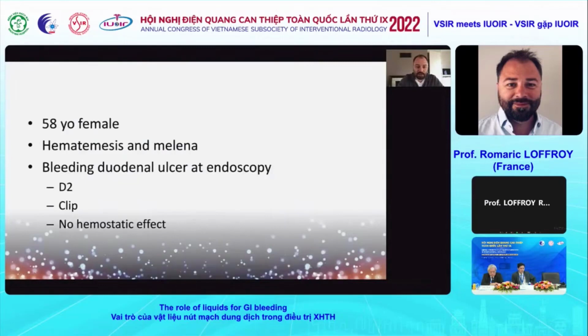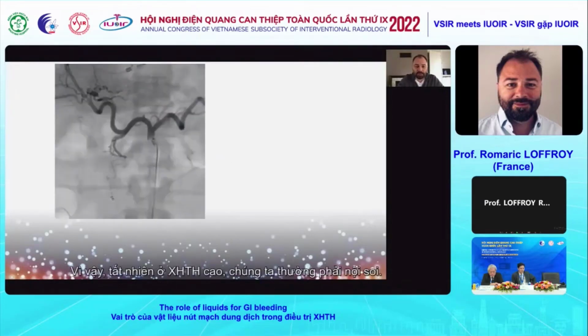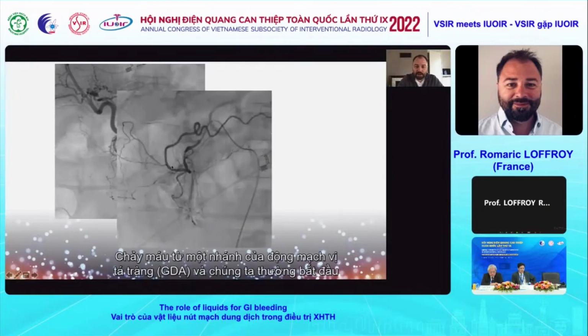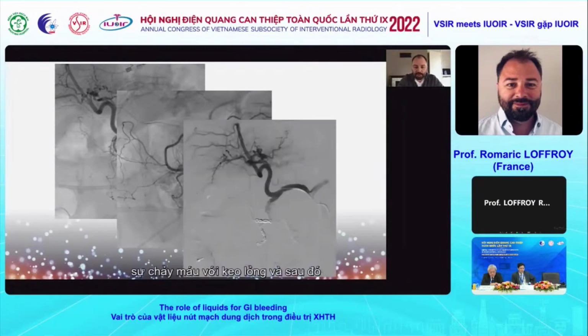So let me show you some examples here of hematemesis and melena from a bleeding duodenal ulcer on endoscopy. Of course, at the upper tract, we usually have endoscopy. We can see the metallic clip here from a branch of the GDA, and then we usually start with a proximal coiling of the right gastroepiploic artery to protect it and prevent distal embolization with liquids, and then we use a 1-to-1 ratio glue-Lipiodol in that case with a microcatheter to glue the rest of the GDA and the trunk and the main branches.